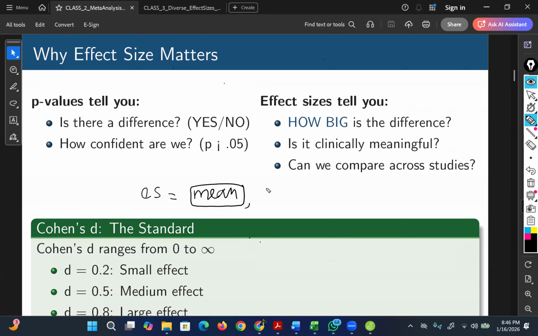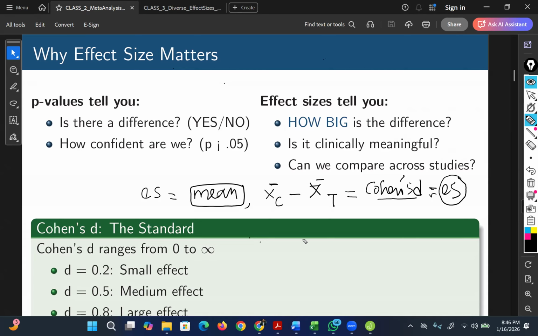Sometimes effect size comes from the mean difference. Let's say the control group mean and the treatment group mean. There is a difference between these two means, and that is what we calculate by Cohen's d. Cohen's d is the effect size. So this is the effect size when we have two arms, one control group and one treatment group in a single study, and we calculate the difference of the means to find the effect size. That is what we call Cohen's d.